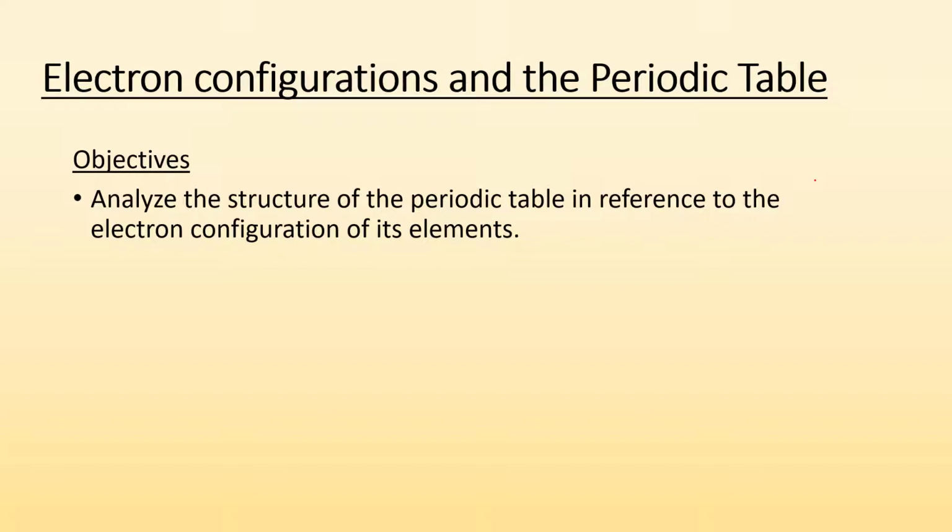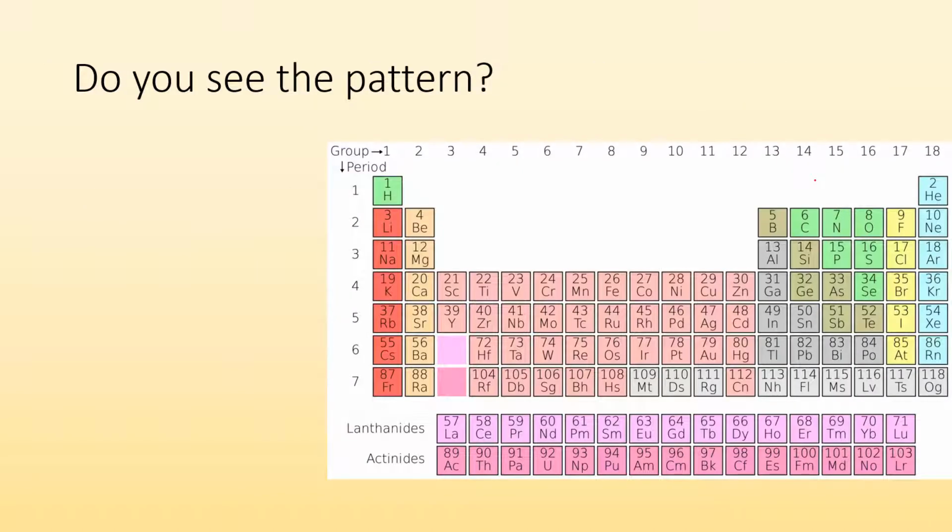Mr. Donahue here again. This time we're going to take a look at electron configurations and the periodic table. So our objectives will be to analyze the structure of the periodic table in reference to the electron configurations of its elements. So let's start looking for patterns, right? The whole periodic table is all about organizing things by patterns.